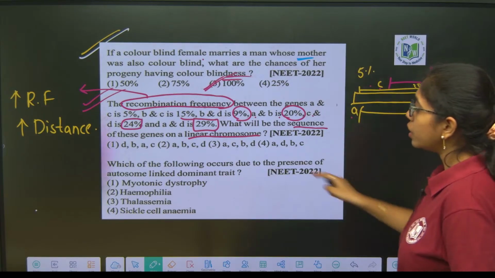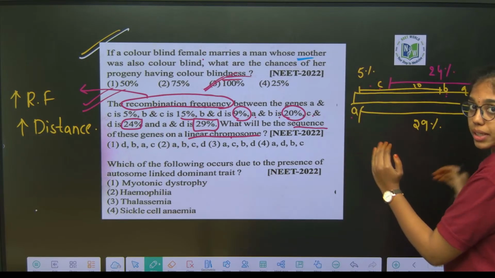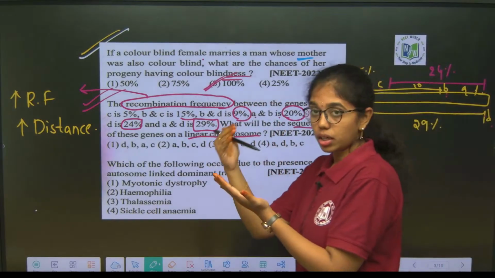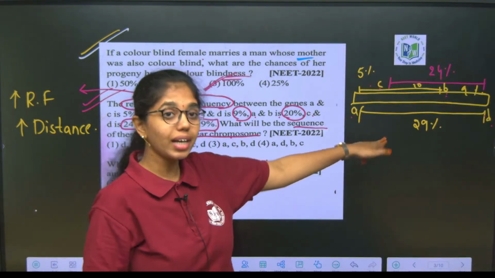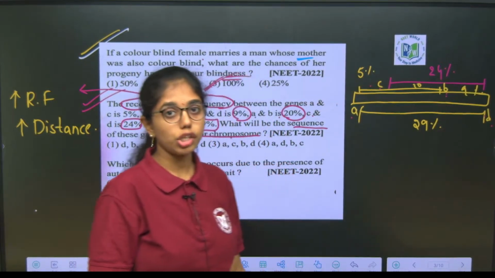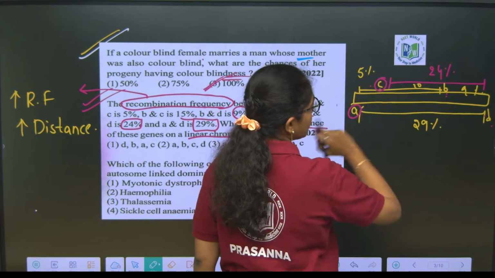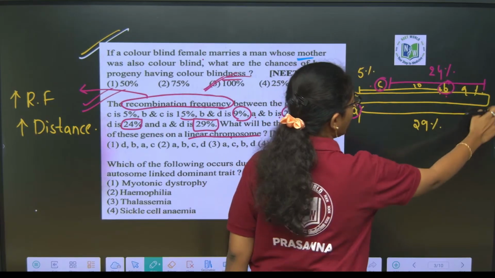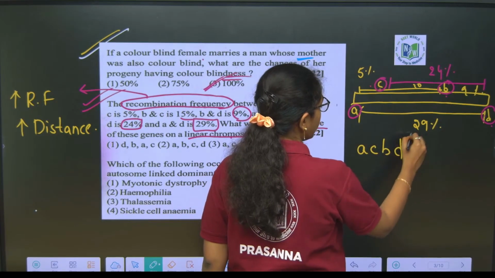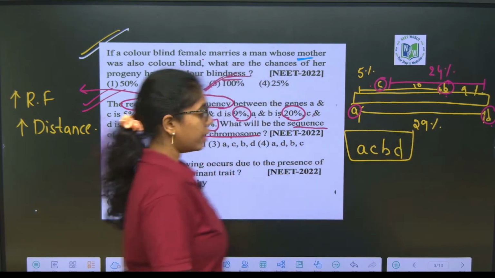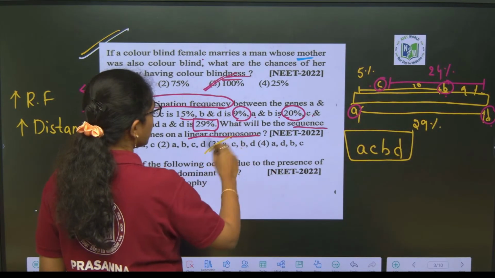Now you have to look into the sequence of the genes on the linear chromosome after looking into the distance. How do you plot? From the maximum distance of the recombination frequency between the genes to the minimum distance, in descending order you have to plot, and as such you will get the sequence of the genes on the linear chromosome. So, here the sequence is first A, then C, then B, and then D. It is A, C, B and D. Option 3 is the right answer.